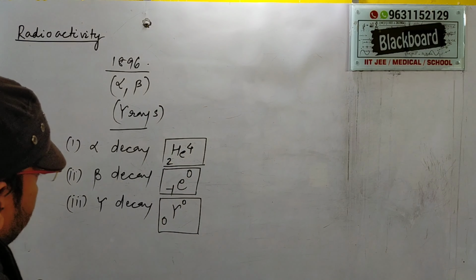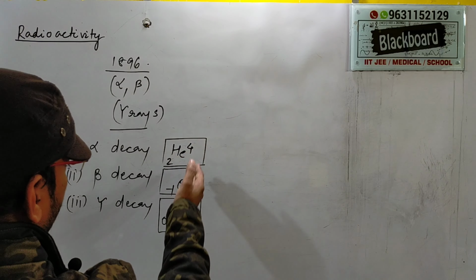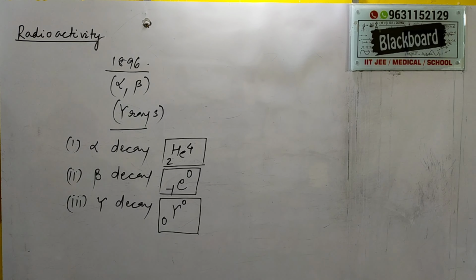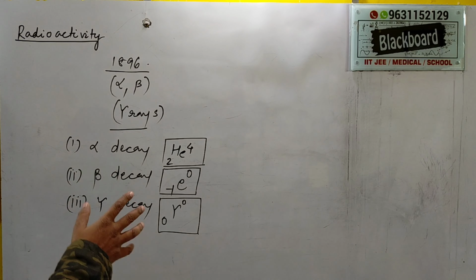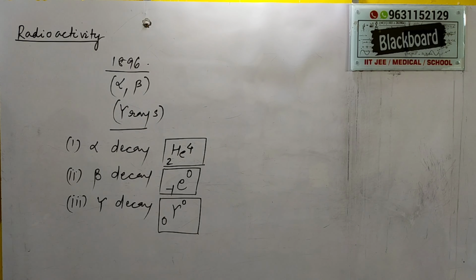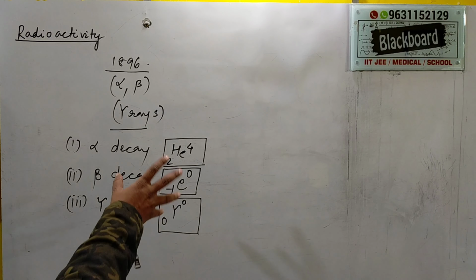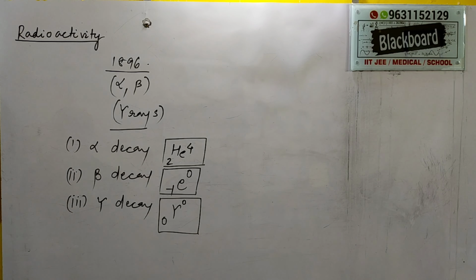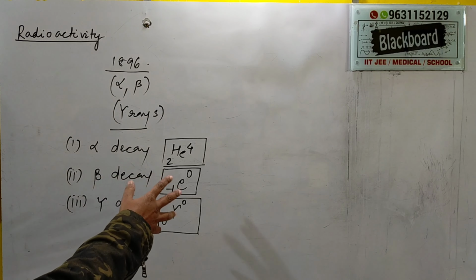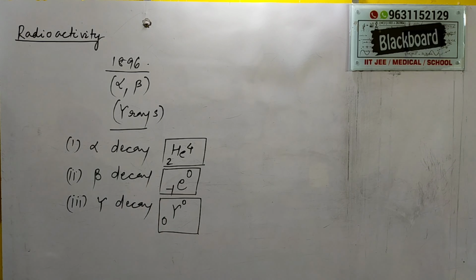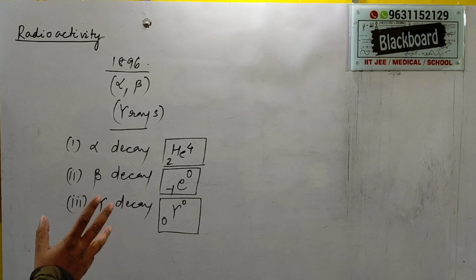These are the symbols of alpha, beta and gamma particles. A beta particle has a charge equal to that of an electron and it is a fast moving electron, not the orbital electron of the atom, but it is emitted from the nucleus. There are so many properties of the beta particle.